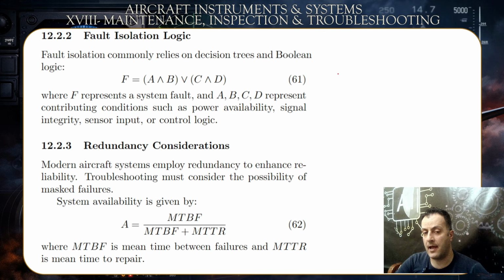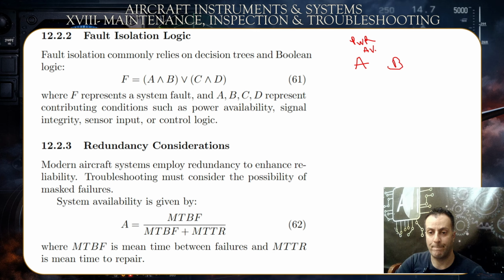Now let's understand the Boolean logic so that we can learn when a system failure checks out to be a true failure, not a system glitch, and based on what premises. So F is equal to A and B, or C and D. What are A, B, C, and D? A is the power availability at the sensor.